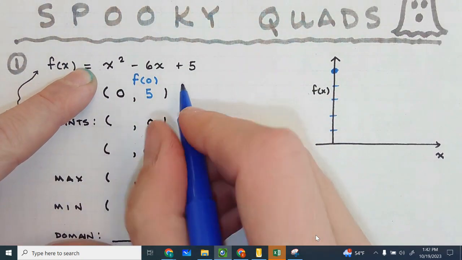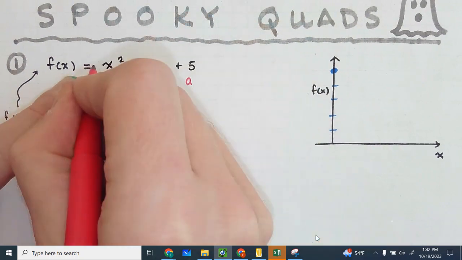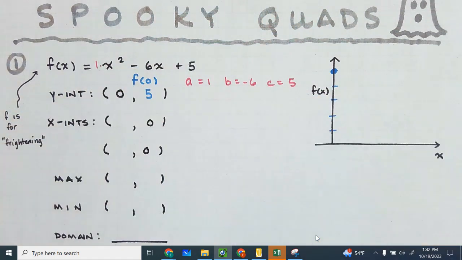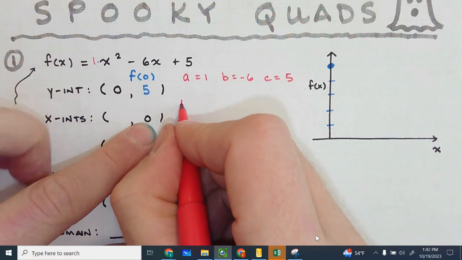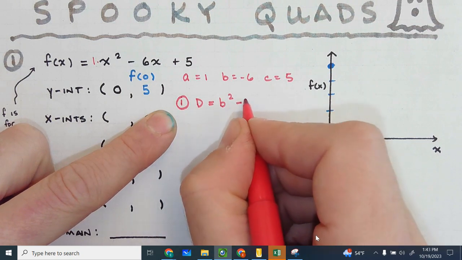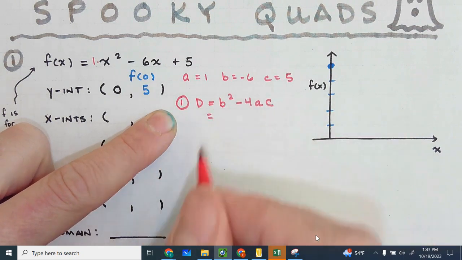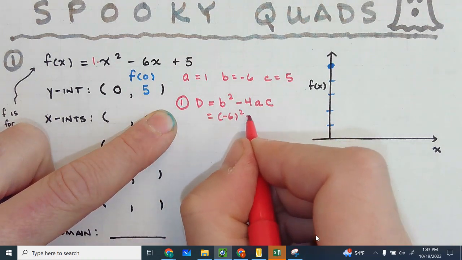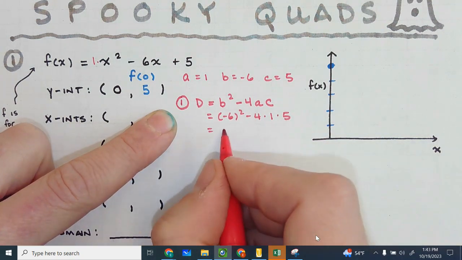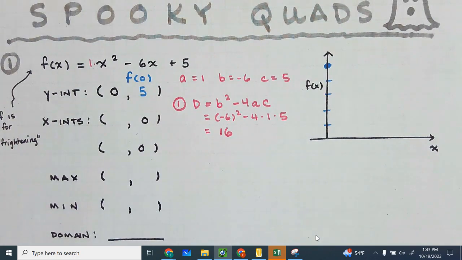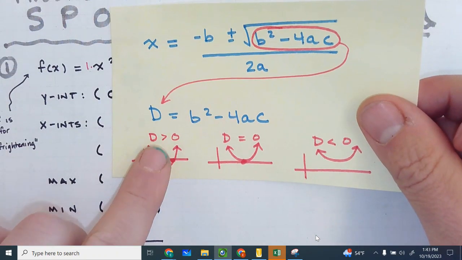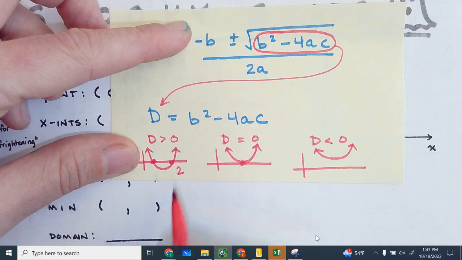The first thing we're going to do is identify the values of a, which is 1, b, which is negative 6, and c, which is 5. Second thing is I want you to begin by plugging those numbers just into the discriminant, which means in this case, we're going to get negative 6 squared minus 4 times 1 times 5, and that is a 16. Now, that 16 is important. That tells us how many x-intercepts we should be getting. 16 is bigger than 0, so we know that we are going to get 2 of them.